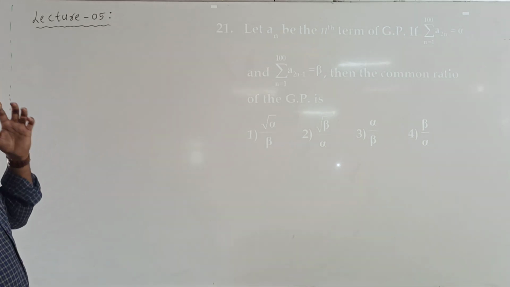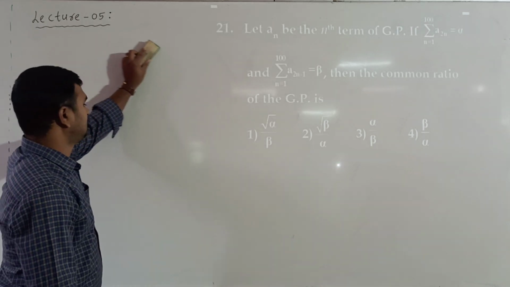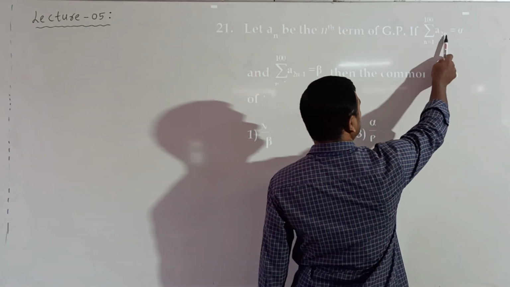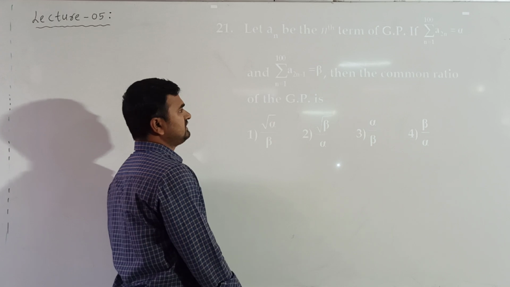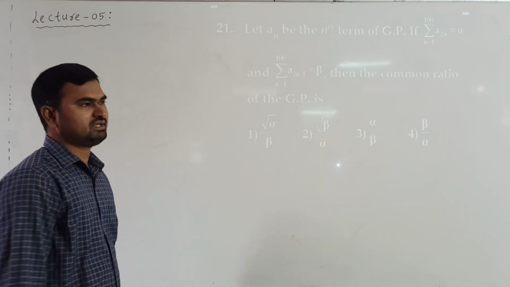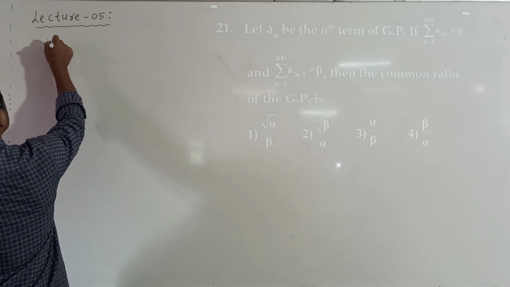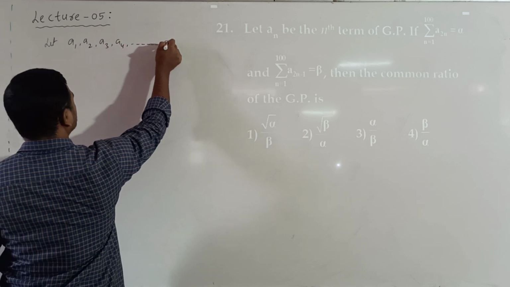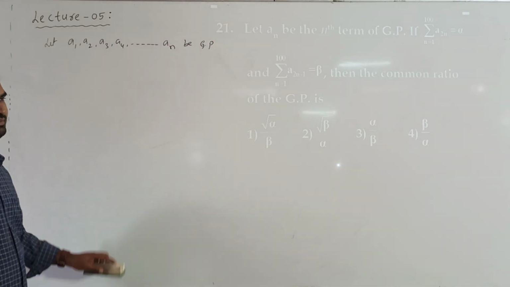Now the summation is given. Sigma from n equal to 1 to 100, a_2n. Now let us take a geometric progression. Since it is given in terms of 2n, n equal to 1 means a2, a4, a6 up to a200. And for 2n minus 1, n equal to 1 means a1, a3, a5 up to a199. So totally we are given 200 terms in the GP. So let's take the terms as a1, a2, a3, a4 up to a_n, forming a geometric progression.